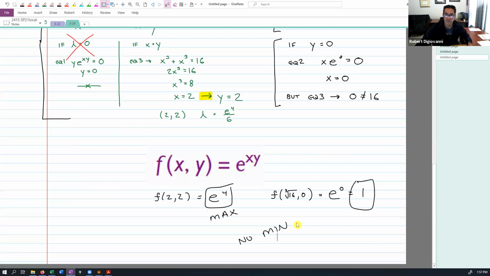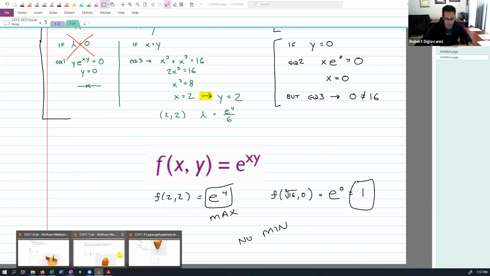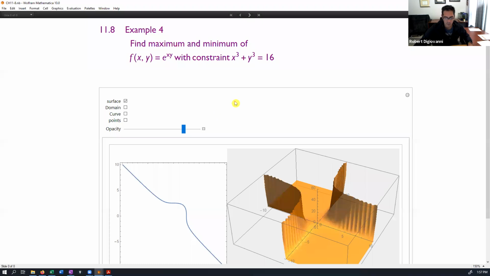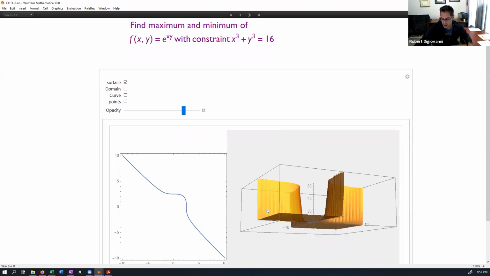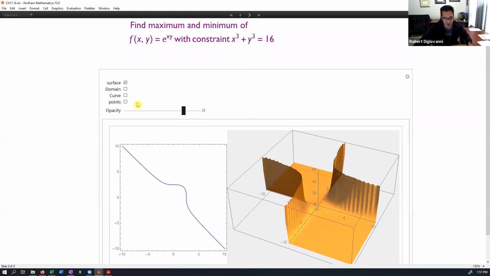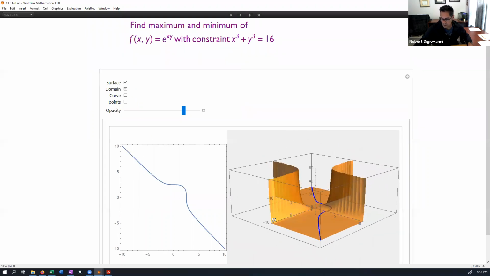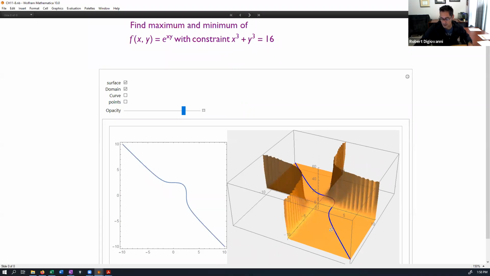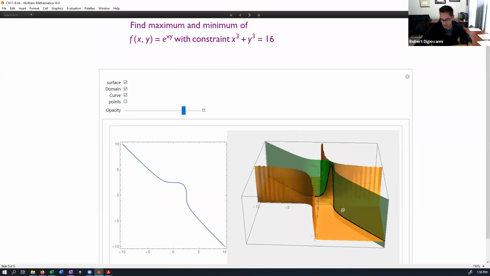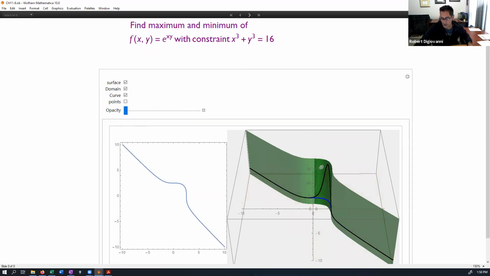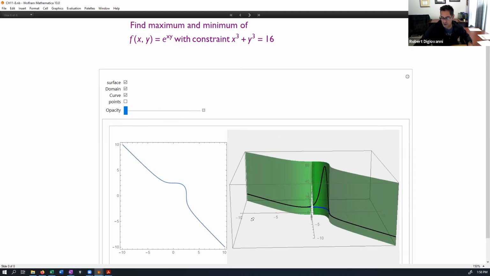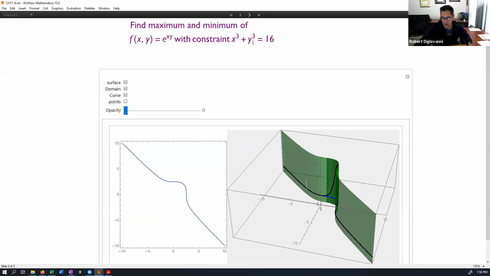Y'all ready to look at it? Let's look at this thing. Okay, so here's the function, pretty cool. F of x equals e to the xy. And I constrain it, so the domain, here's the domain looking from the top, but I'll draw it here. There's the domain. So I'm only plugging points into that surface that are on that curve. So here's the curve. Can you all see it there? Let me pull the original surface out. That black curve is the surface constrained to that equation.